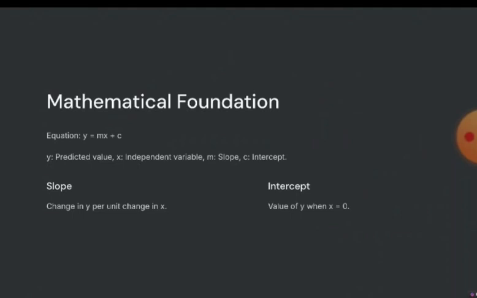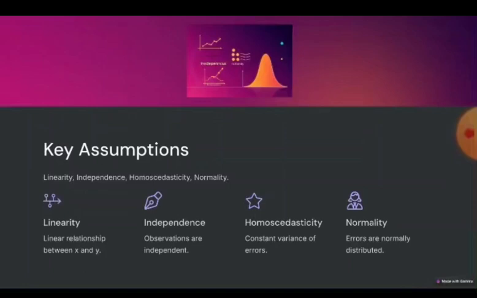Okay, so this is all about the mathematical foundation. The key assumptions of linear regression. Before applying linear regression, certain assumptions must be met. First one is linearity. The relationship between the independent and dependent variables should be linear.